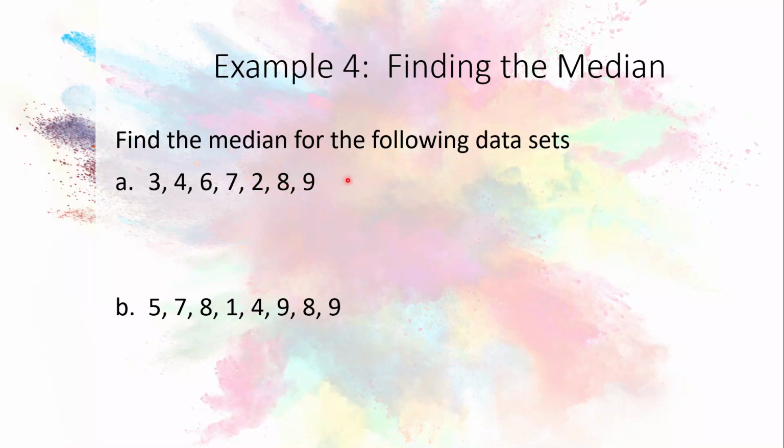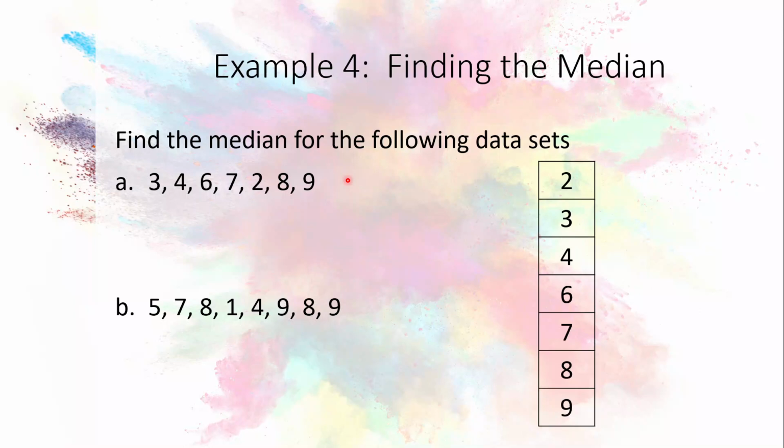I guess we can determine the cardinality first. So the cardinality of this is 7. Here it is sorted. And since we know that the cardinality is odd, the median has to be the number in the middle, namely this number right here. The median is going to be 6. Let me write that down to make that official.